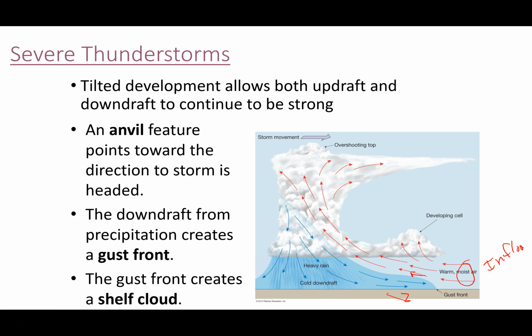Feature, so we have the anvil, we have the updraft and the downdraft, we have the gust front, and this is a cute little shelf cloud. Again, it's kind of a precursor to the direction that the storm is going. So this right here, where it says developing cell, actually, in this case is our shelf cloud. Looks like a shelf, doesn't it?